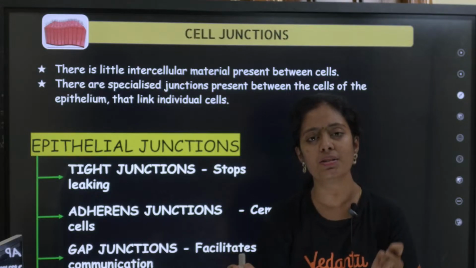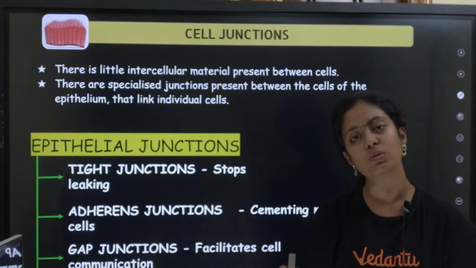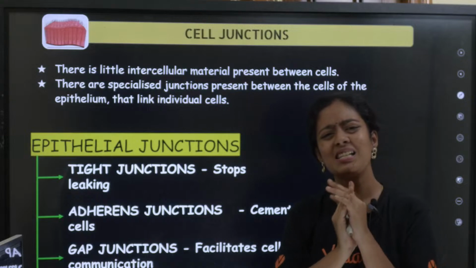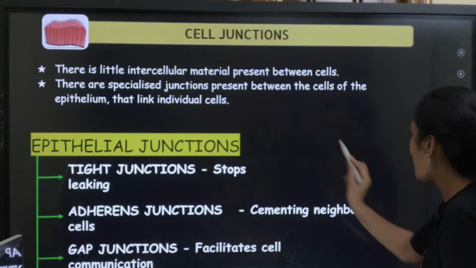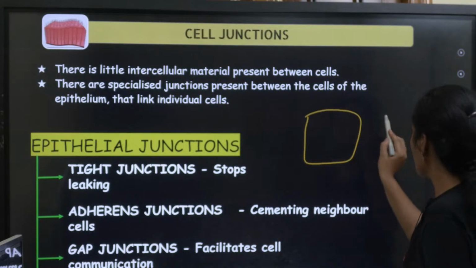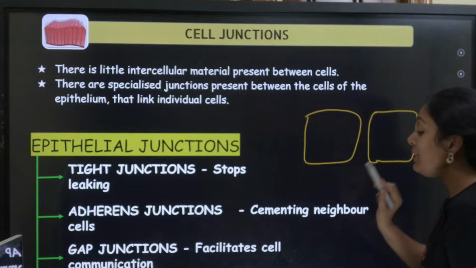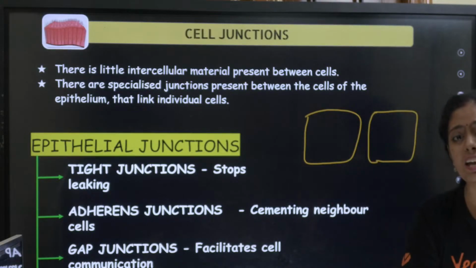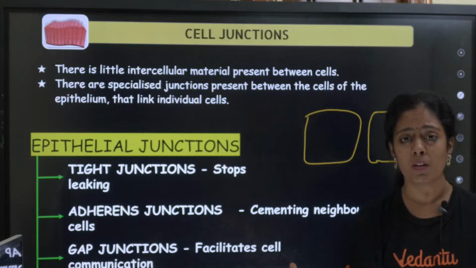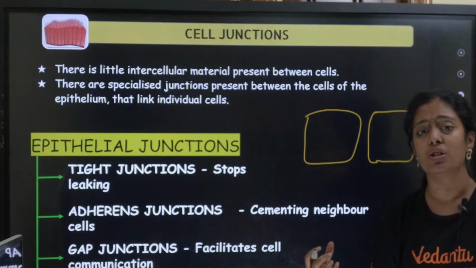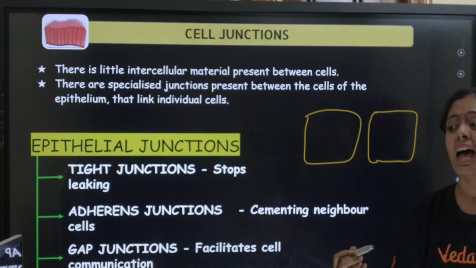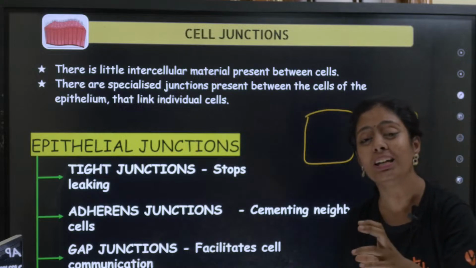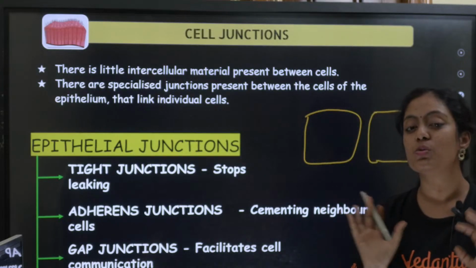Questions have come from this. In your PYQs, many questions have been asked. First, what is a cell junction? I have one cell, and I have another cell. These cells will communicate, right? There will be communication between cell A and cell B. These gap junctions or cell junctions act as a communicating medium between the two cells.